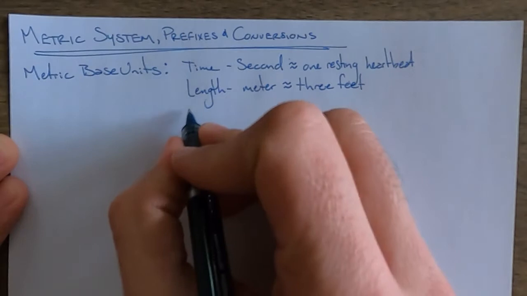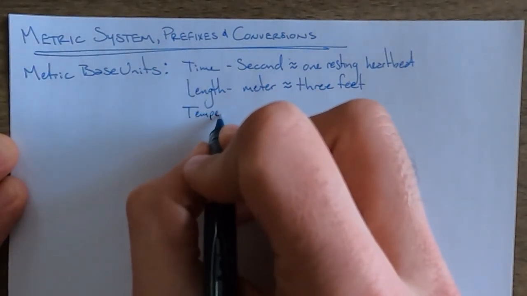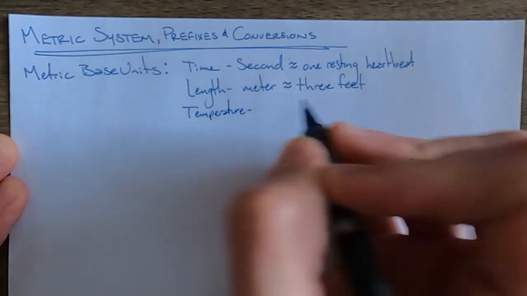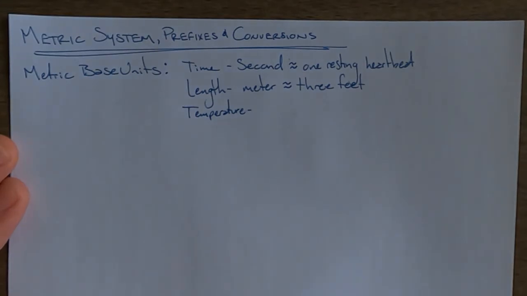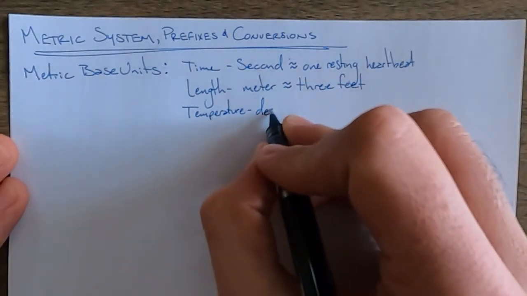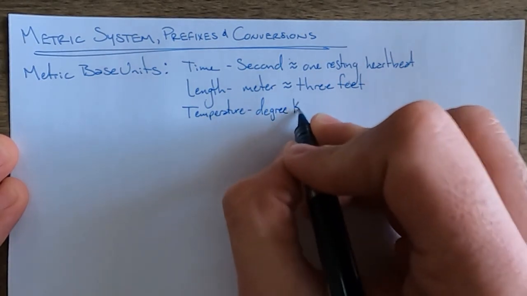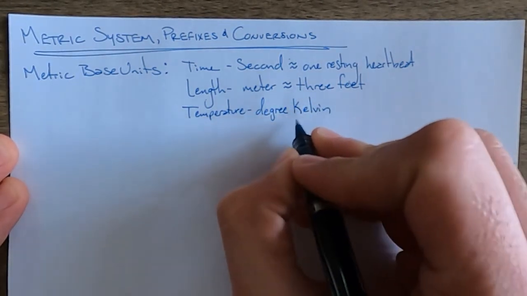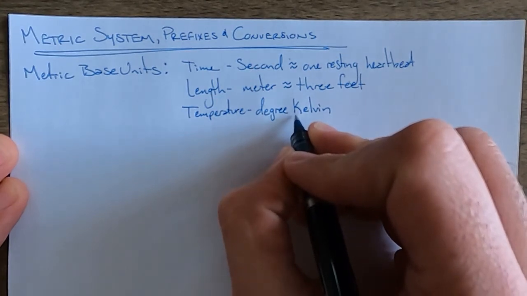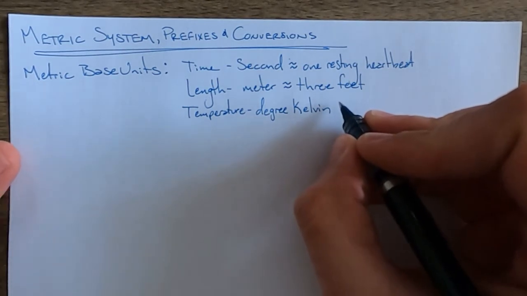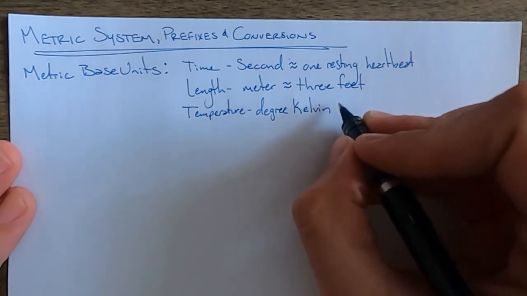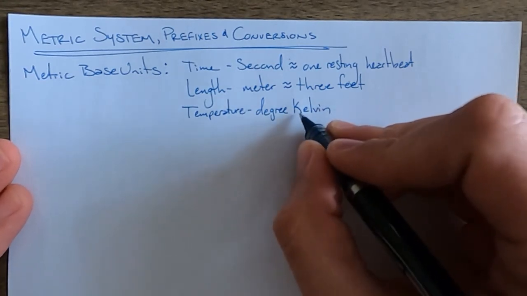Another metric base unit would be temperature. And the metric system unit for temperature is something that's kind of like a degree Celsius, but it's a degree Kelvin. That's a capital K. Later on, it'll be important to note that because there are some things that use a lowercase k. But 1 degree Kelvin, like increasing temperature by 1 degree Kelvin, is the same as increasing it by 1 degree Celsius, except that there are no negative Kelvin temperatures.